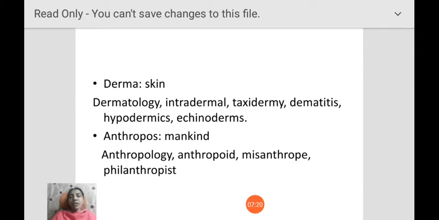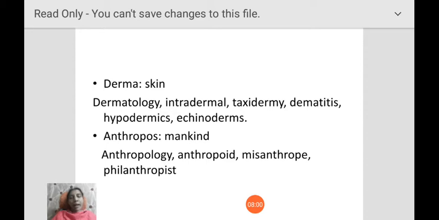Dermatitis, it's a disease related to skin. Hypodermis. Hypo means below, under. Okay, so hypodermis. And echinoderms. Derms is again skin. Echinoderms have a specific skin quality, and this is a special branch, a phylum. Echinodermata we call it. It's a special phylum of animals in zoology. The second root is anthropo.